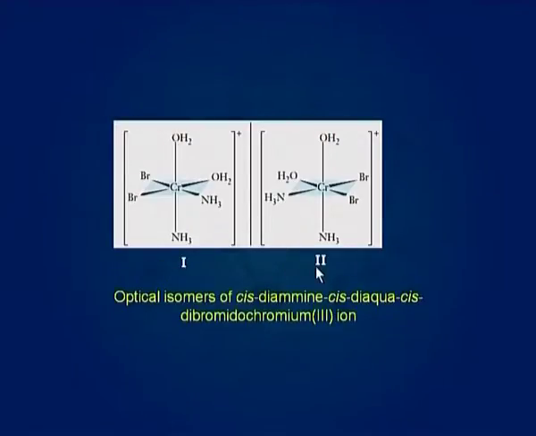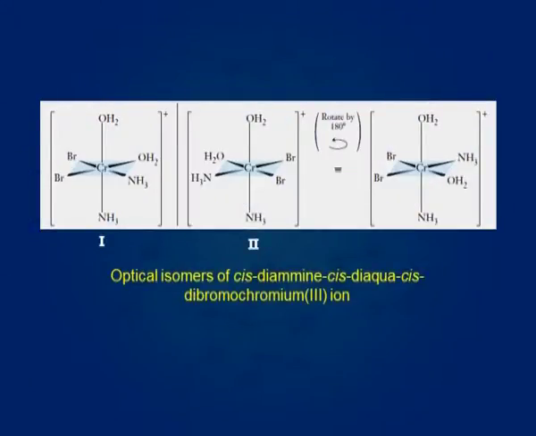Complexes 1 and 2 are mirror images of each other. To see that they are not identical, imagine rotating the second image about its vertical axis by 180 degrees so that the 2 bromide ligands are at the left as they are in image 1. Then the second has the H2O ligand at the right front position and the NH3 ligand at the right rear position, which is not the same as in the first image.